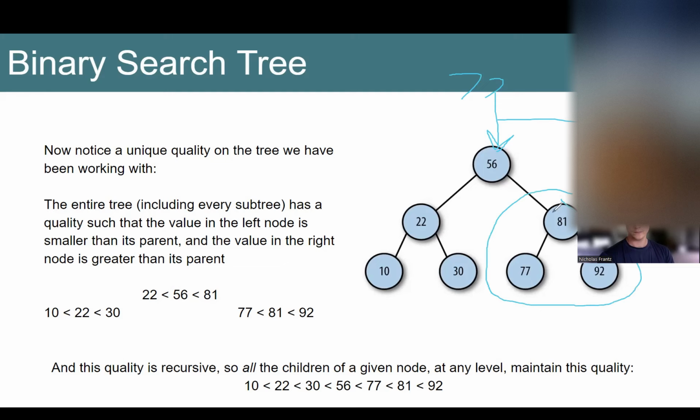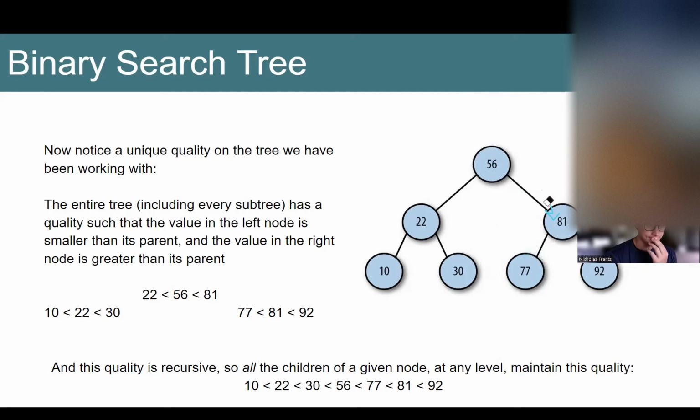Now we only want to look at the right subtree of our big tree, which is all these guys. What's the root node of this? 81. Is 77 bigger than 81, or is it less than 81? 77 is less than 81, so we go to the left subtree and look at that. The left subtree is a leaf and it's 77.